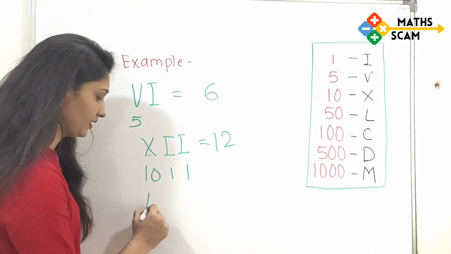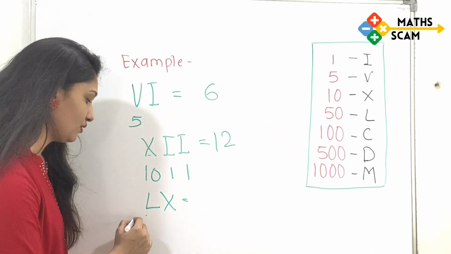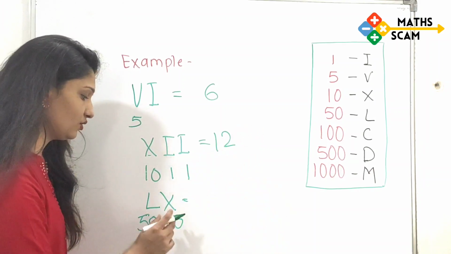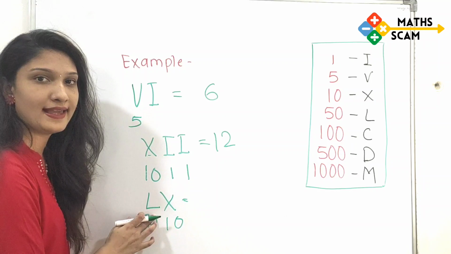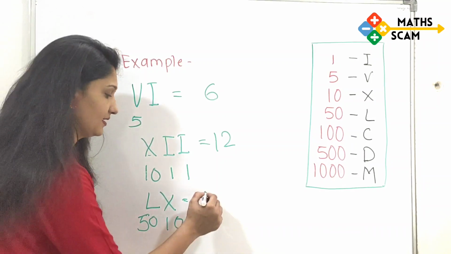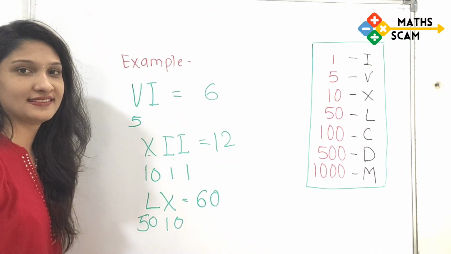Similarly, LX. L means 50 and X means 10. So X follows L. That's why we'll add 50 plus 10. 50 plus 10, 60. Okay, understood?